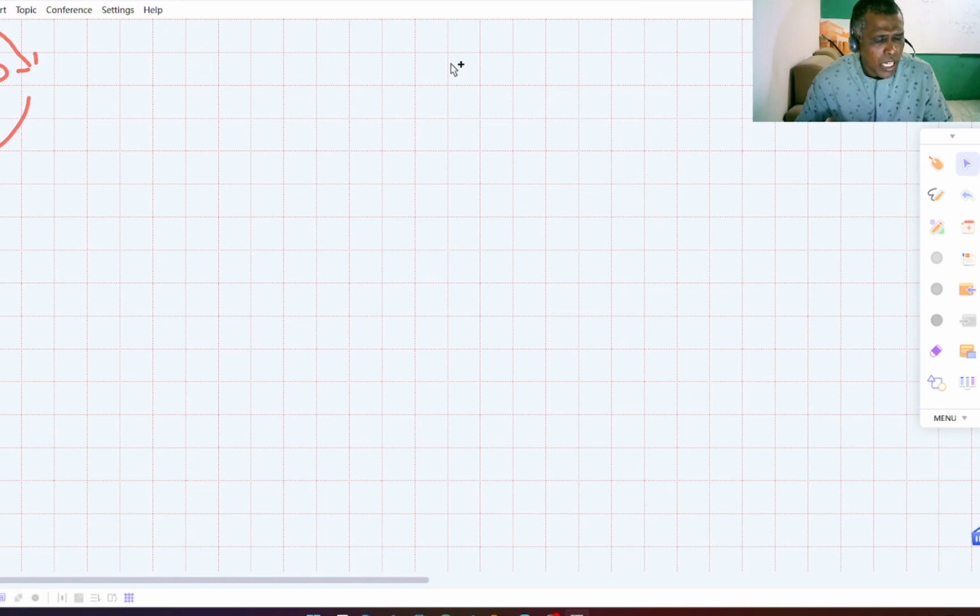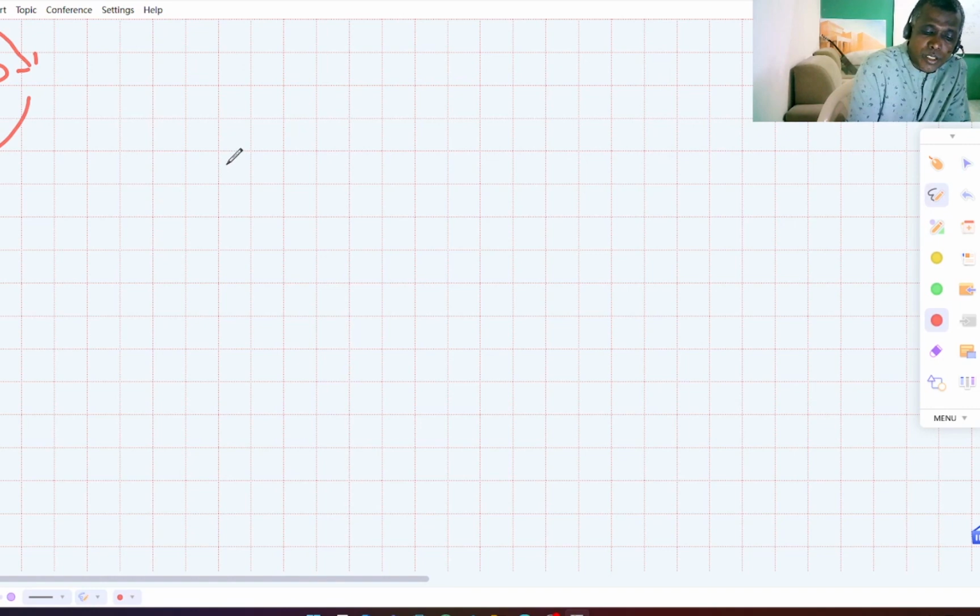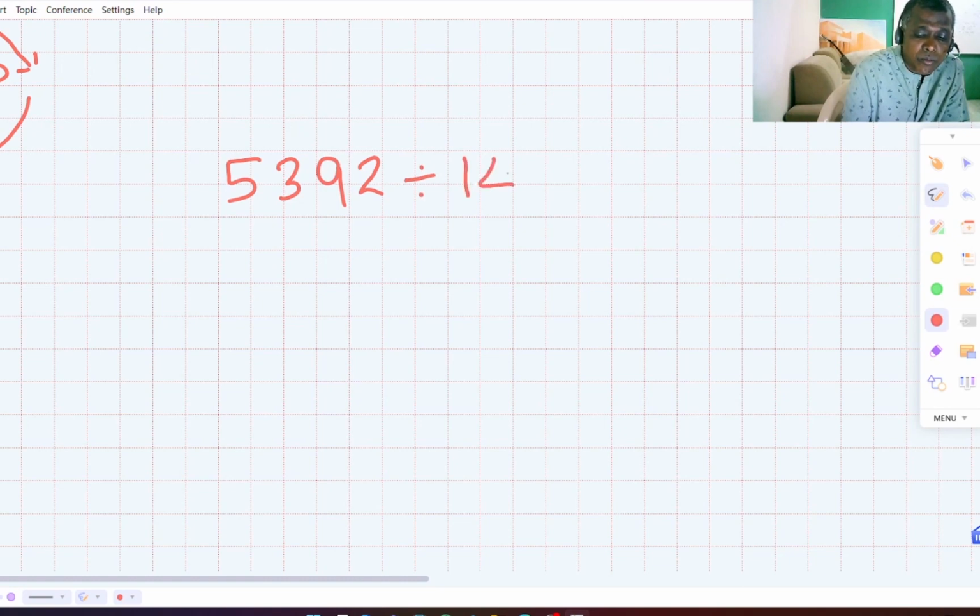Sometimes we have to divide something with big numbers. For example, I will take a number like this: 5,392. You want to divide this number by 14. Of course, we can use the method that we used previously.